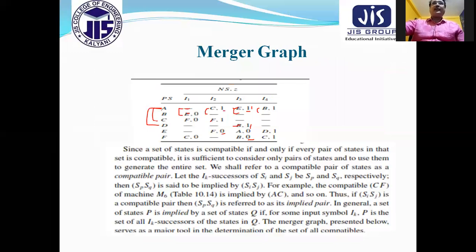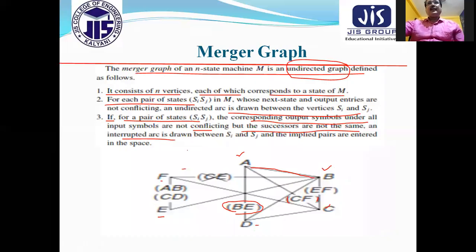So BC, you can check. Both are 0, no problem. E and F, we are getting. Here dash, dash, dash, dash, dash, dash. So it will not get any problem. They are compatible. And E and F is the implied pair. You can check here. If you go for the B and C there, so EF is the implied pair. Now BD, you can check.